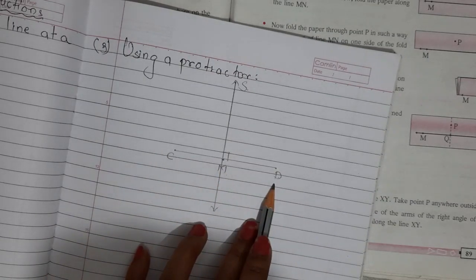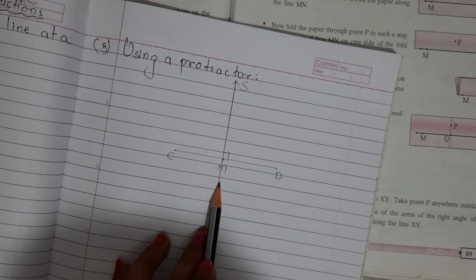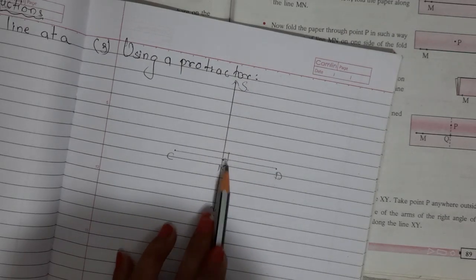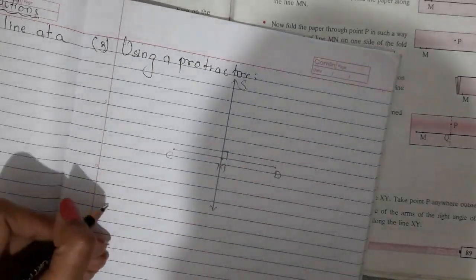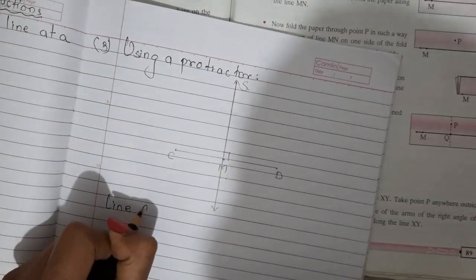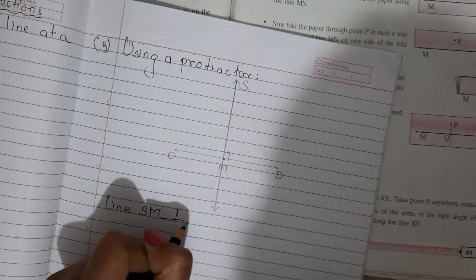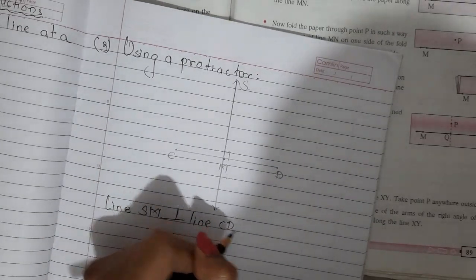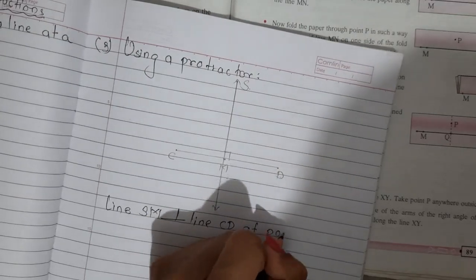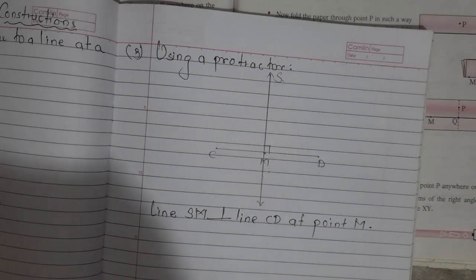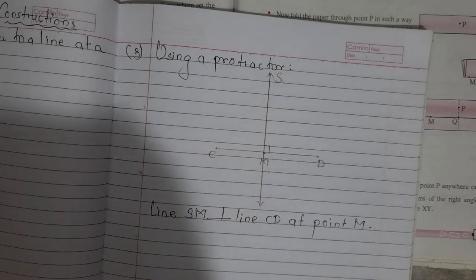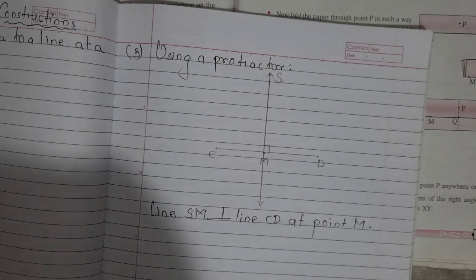Okay. Line CD and line SM intersect each other at point M. Okay, they form an angle of 90 degrees, that is the right angle. So it means line SM is perpendicular to line CD, okay, at point M. Okay, so these are the 3 ways for drawing a perpendicular line. Understood? So using a set square, compass and a protractor. So I hope you might have understood.